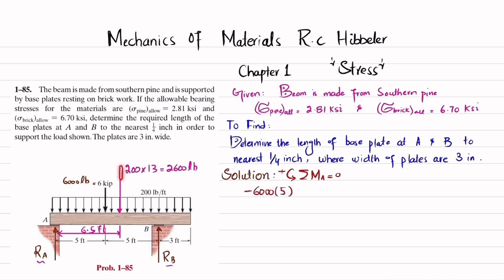The second moment is due to this load, which is 2,600, and the perpendicular distance is 6.5. This is producing clockwise moment, so it will also be negative. So I can write minus 2,600 multiplied by 6.5.